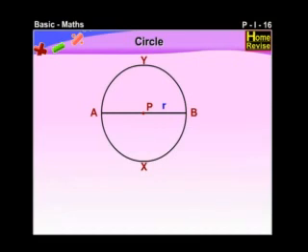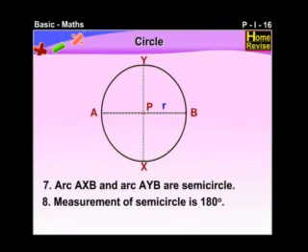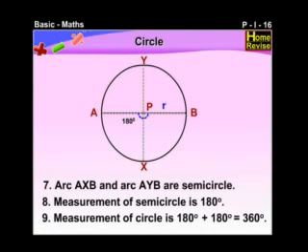Now observe the figure. Arc AXB and arc AYB are called semicircles. The measurement of semicircle AXB and AYB is 180 degrees. That means the measurement of the whole circle is equal to 180 plus 180, that is 360 degrees.